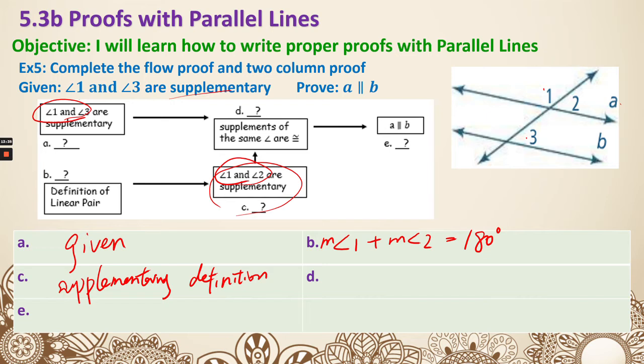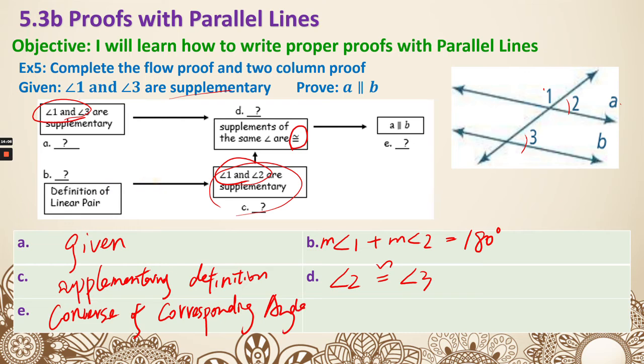supplementary. So that basically they share the same angle. If that's the case, we can actually say angle 2 and angle 3 are actually congruent. And you can see the reason it actually used congruent, so we actually need to write it that way. And because angle 2 and angle 3 are congruent, we can conclude A is parallel with B, and that is by converse of corresponding angle there.